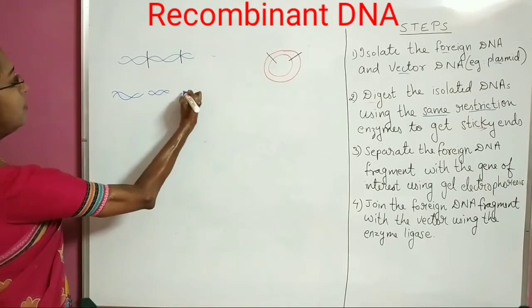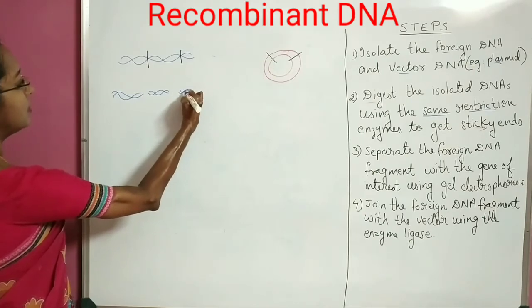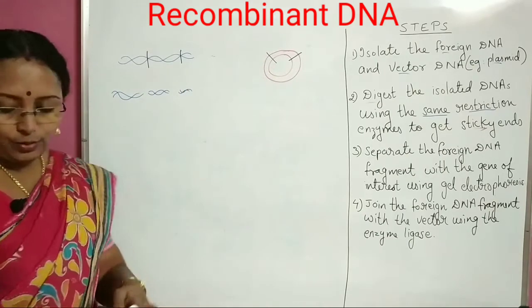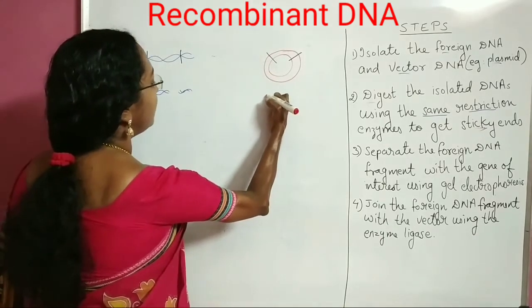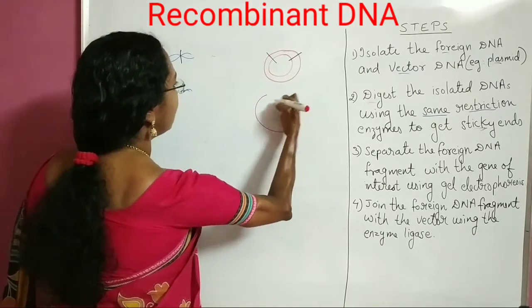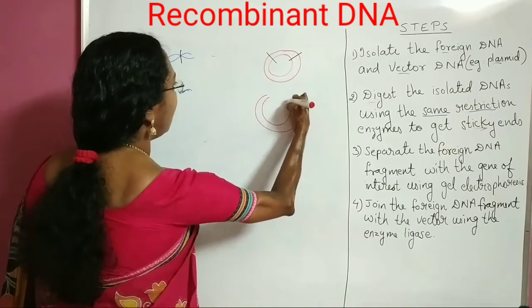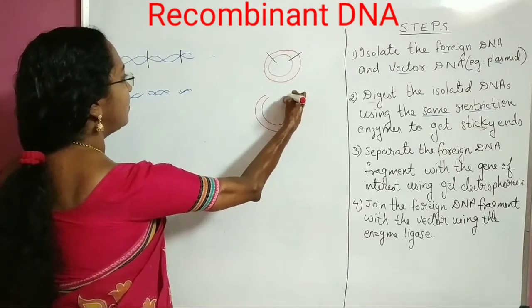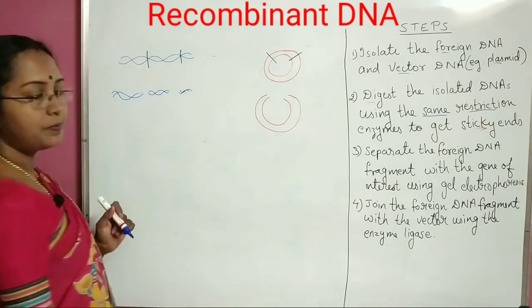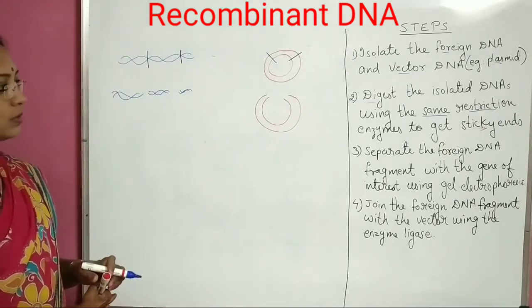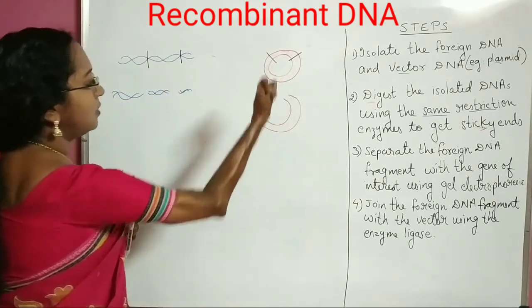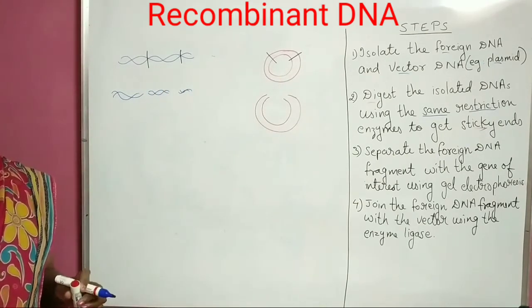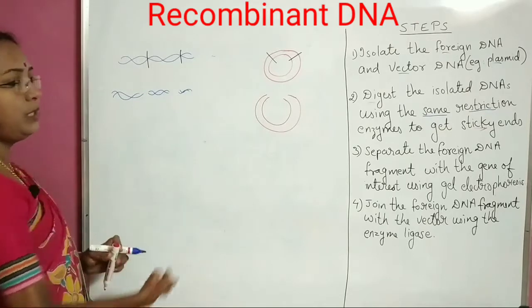You got 3 fragments. Vector DNA, you have cut here at this end. So it is opened like this. At that end it is opened. Okay. Now what do we want? We want one of these segments to be inserted here. Okay, we want one of these segments to be inserted here.